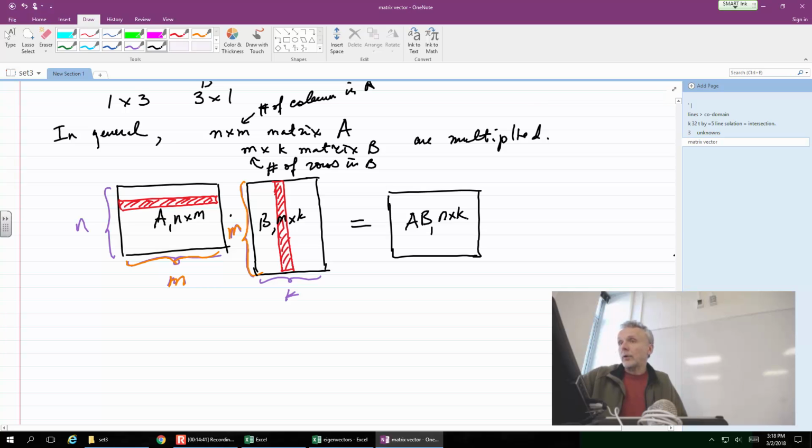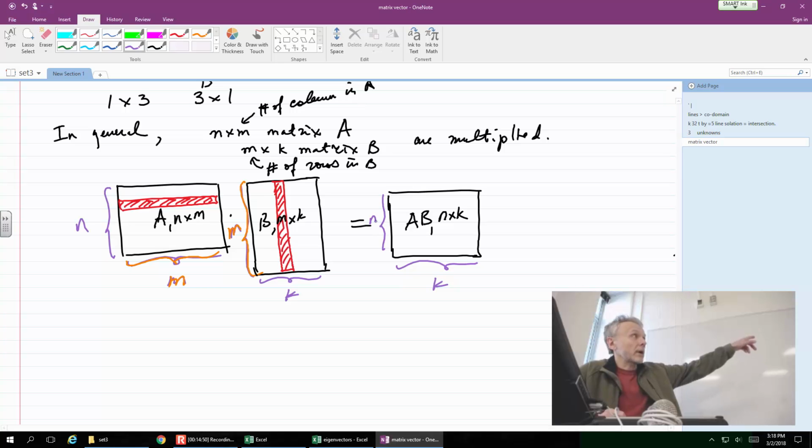Once again, I could write it here. This is still k. This is still n, as you can see. So it inherits the number of rows from matrix A, the first one, and the number of columns it inherits from the second matrix B. So these dimensions repeat themselves. And the point to emphasize here is this: those two vectors, one row and one column, produce one single entry in the resulting matrix.